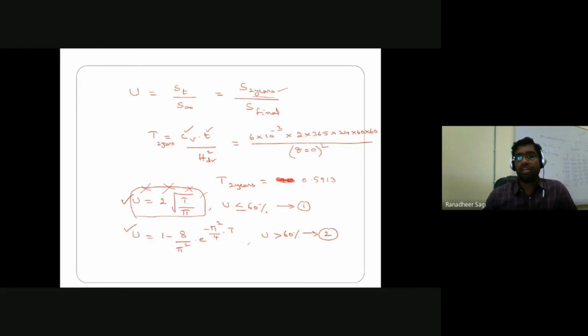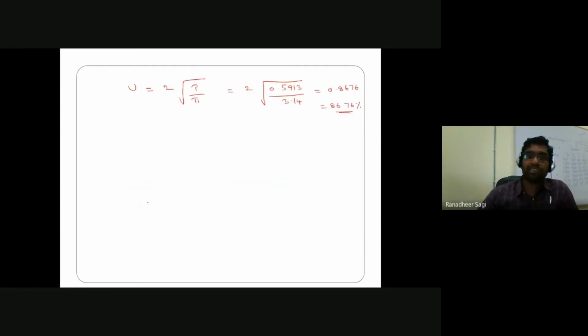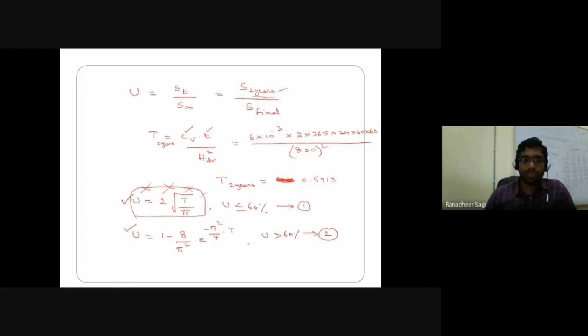Time factor value of 0.5913, when you have substituted into equation 1, you are getting the corresponding degree of consolidation to be 86.76%. But we know that this particular expression is valid only for degree of consolidation less than or equal to 60%. It means that the data you have substituted into this expression is not the correct substitution. Then what should I do? I should go on to use your second expression that we had here.